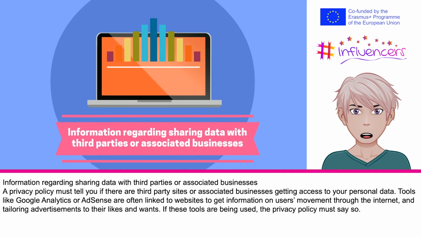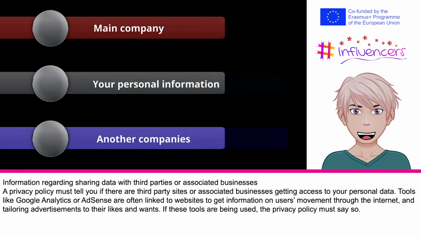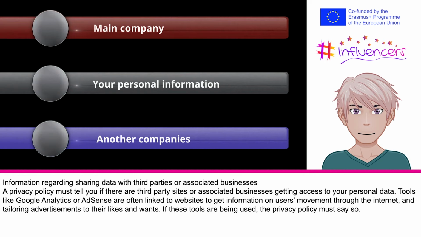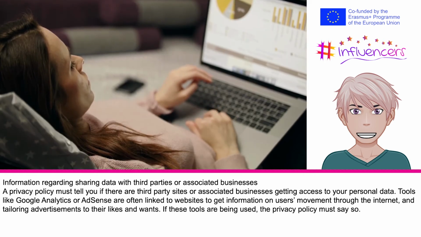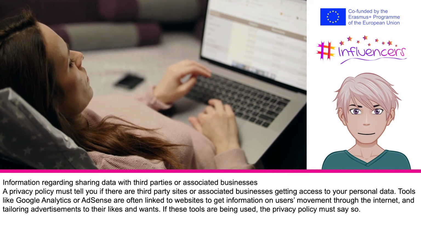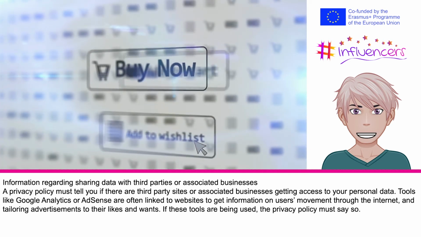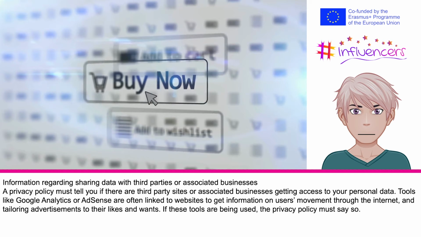Information regarding sharing data with third parties or associate businesses. A privacy policy must tell you if there are third-party sites or associated businesses getting access to your personal data. Tools like Google Analytics or AdSense are often linked to websites to get information on users' movements through the internet and tailoring advertisements to their likes and wants. If these tools are being used, the privacy policy must say so.